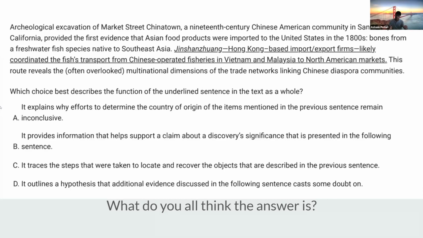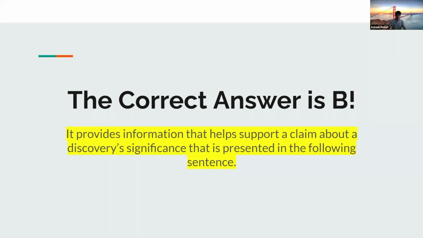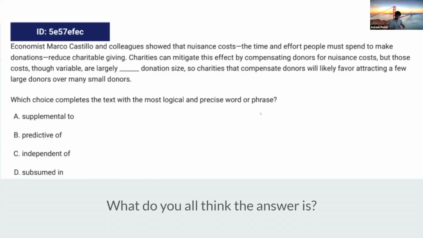The reason why I had originally looked at D and actually chosen D was because I hadn't read D yet. So remember to always go through all of your answer choices. Never ever lock down on anything until you have confidently eliminated all the other answer choices. So let's go here.